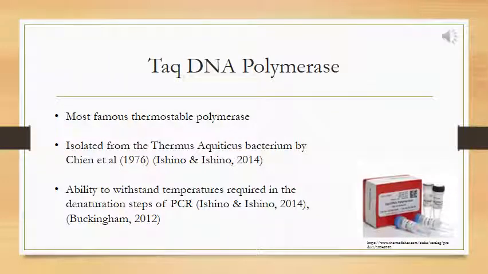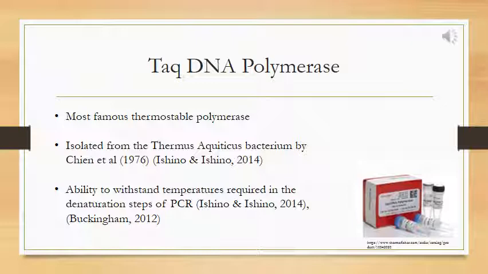So how did they fix the problem with the Klenow fragment? Let's go back another decade to 1976. Although it wasn't known at the time of discovery, Chien and colleagues isolated what would become the most famous representative enzyme among the thermostable polymerases, DNA polymerase I, isolated from the bacterium Thermus aquaticus, known as Taq.